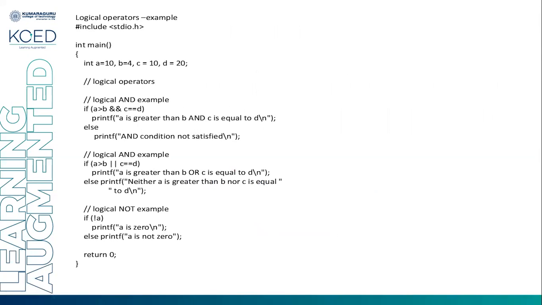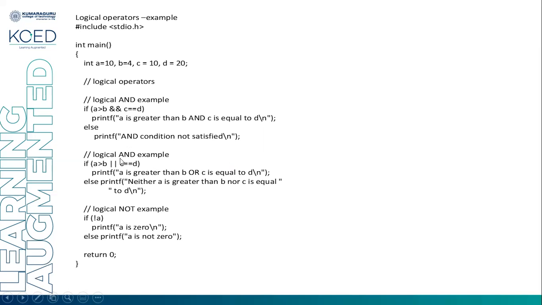Okay, we'll discuss the program, a logical operator example. I am declaring four variables here: a equal to 10, b equal to 4, c equal to 10, d equal to 20. All four variables are integer variables. First we perform the logical AND operation. We check a greater than b, where a is 10 and b is 4. a greater than b is true. Then c equal to d is false. The logical AND will return true only if both expressions are true, otherwise it will return 0, false. So it will return false and print that the AND condition is not satisfied, because one of the expressions is false.